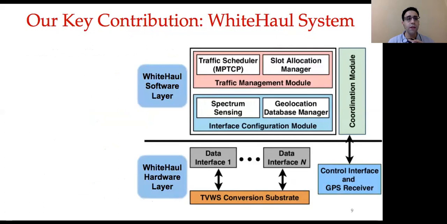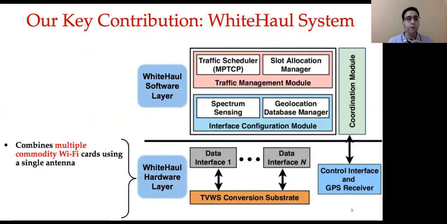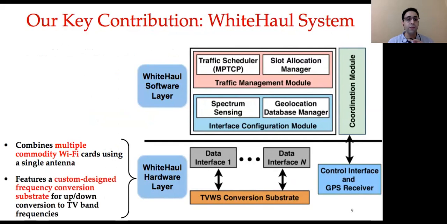Our key contribution here is the WhiteHaul system, a hybrid cross-layer aggregation system for TV white space backhaul. This is the overview architecture of the WhiteHaul system. It is composed of a hardware layer and a software layer. In the hardware layer, we use a multi-radio architecture. Specifically, we combine multiple commodity Wi-Fi cards using a single antenna. The RF signals generated from these Wi-Fi cards are up-converted to TV band frequencies using a custom designed frequency conversion substrate.